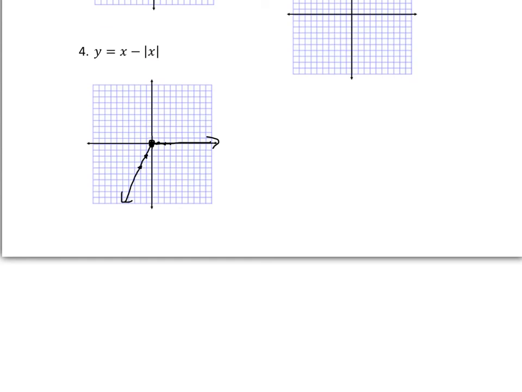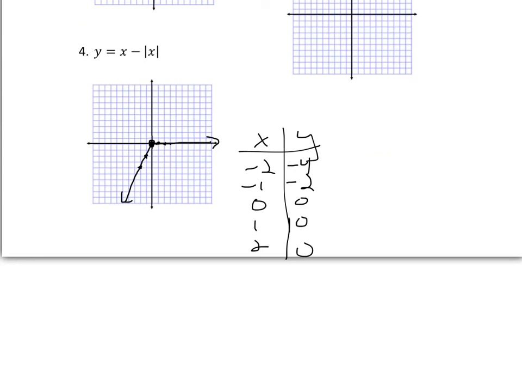Another way you might see this is just with a table of values. Okay, so you could just do an x, y table. Put your, usually if you do 0, negative 1, negative 2, 1, 2, right, that's usually enough. So you could work these out on the right side, and you would get negative 4, negative 2, 0, 0, 0, and you can see it from there. Okay?